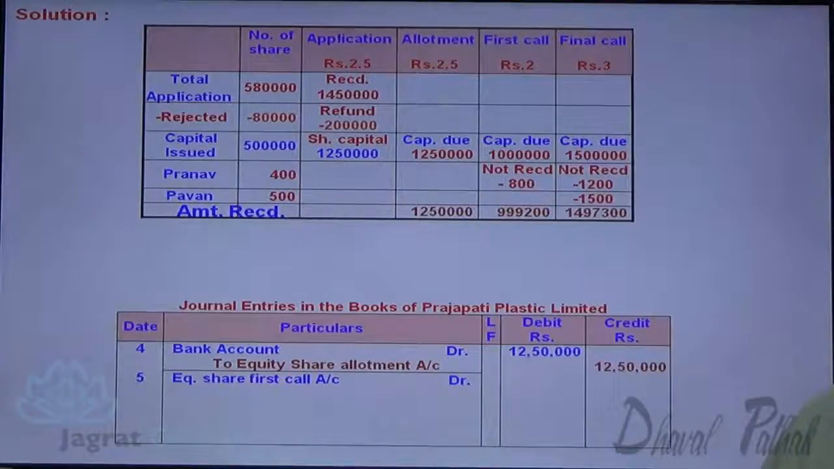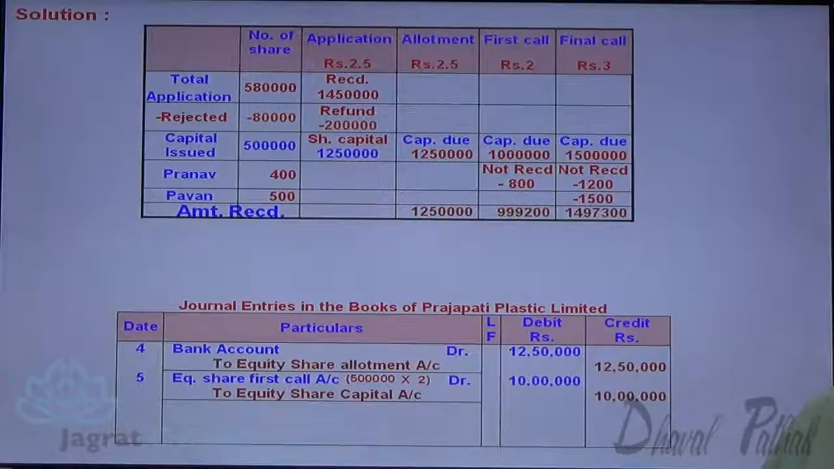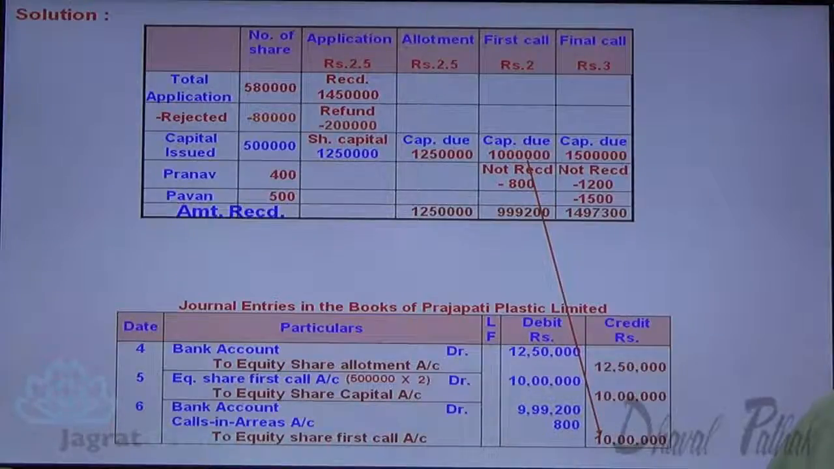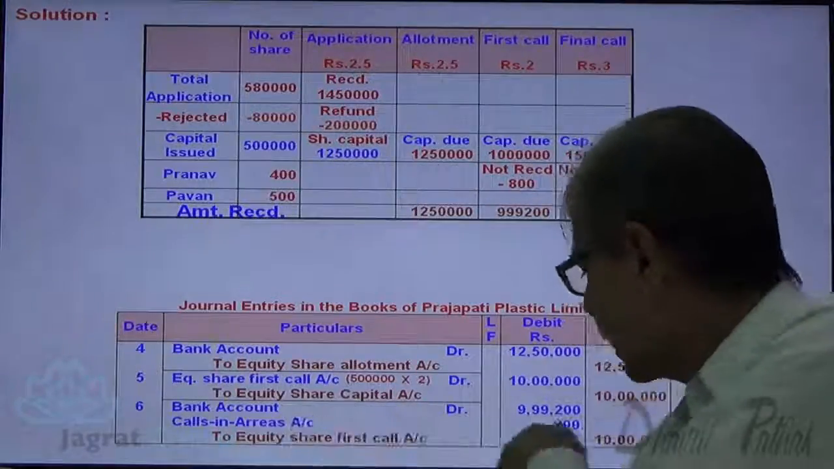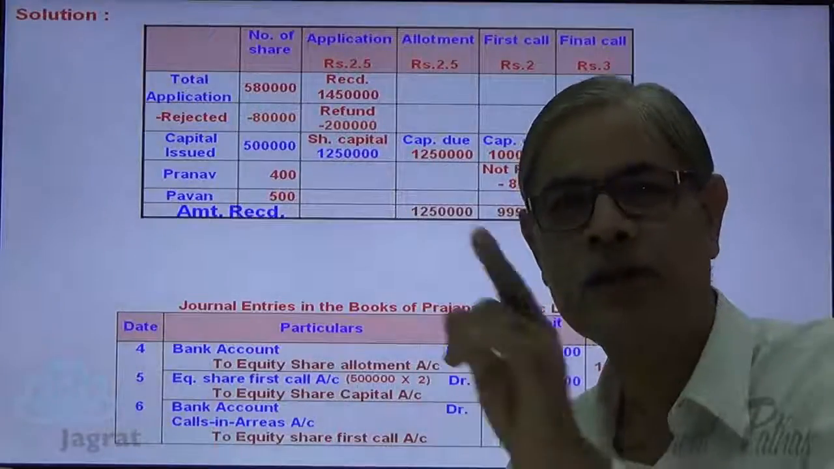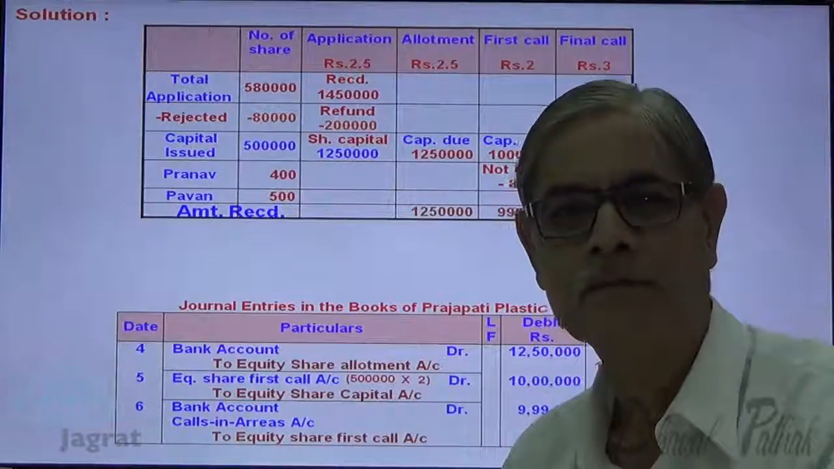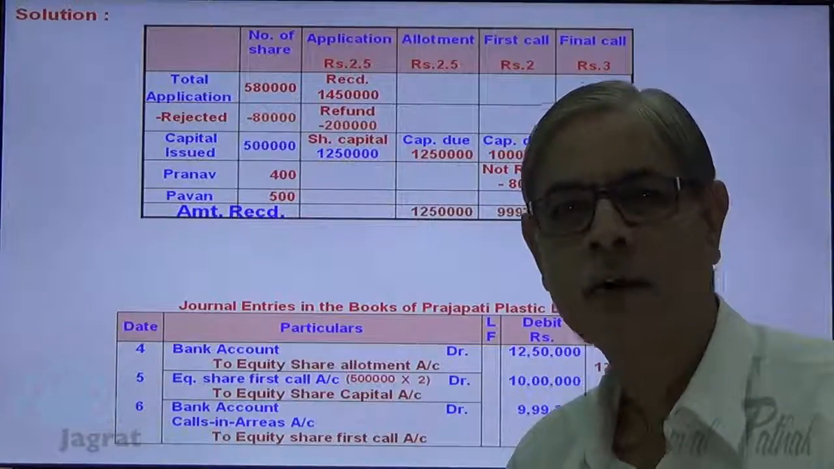Now amount demanded, share capital demanded at the instance of first call, 5 lakh into 2 to equity share capital account credit. Now amount received is 800 less, that will be debited to calls in arrears account. So amount received is 9,99,200. Calls in arrears account debit 800 to equity share first call account credit, capital due, that is 10 lakhs. Here calls in arrears account is debited with 800 rupees, that is amount receivable from a shareholder. The amount due that has not been paid by him stands in an account known as calls in arrears.